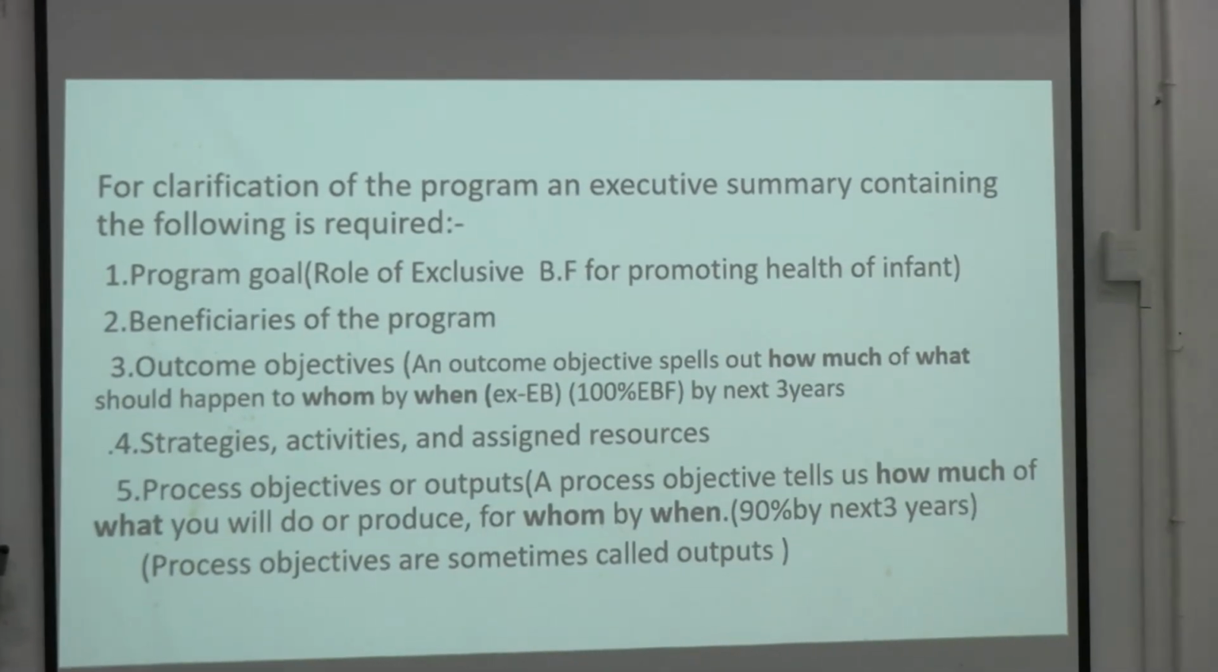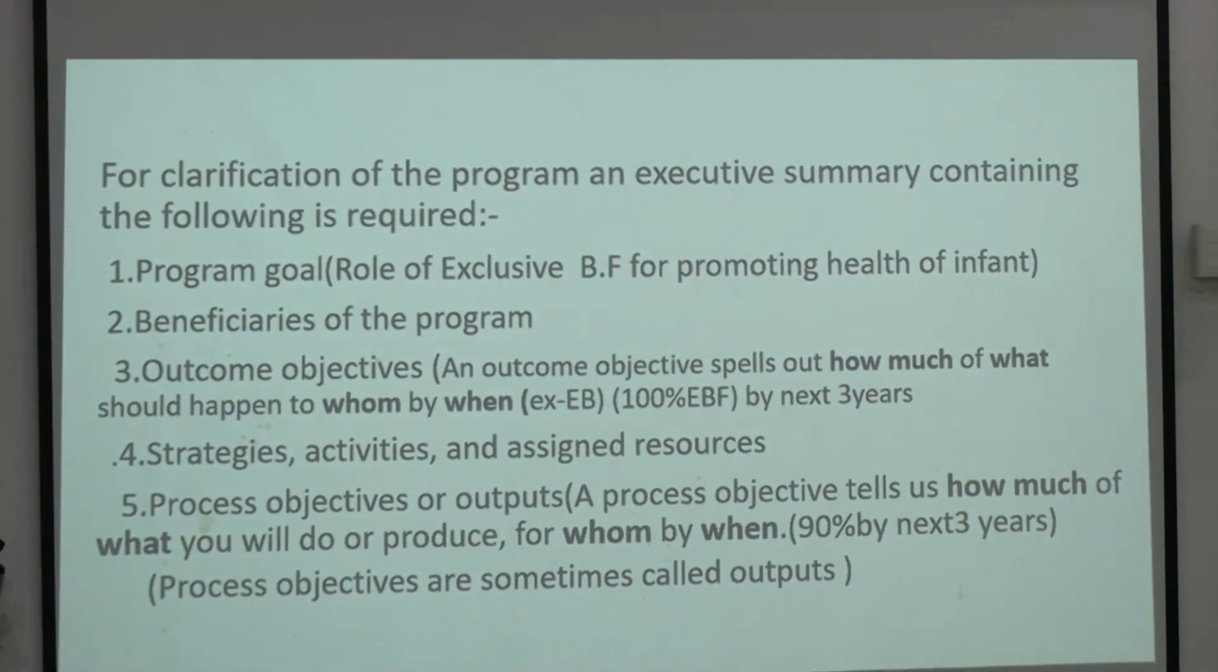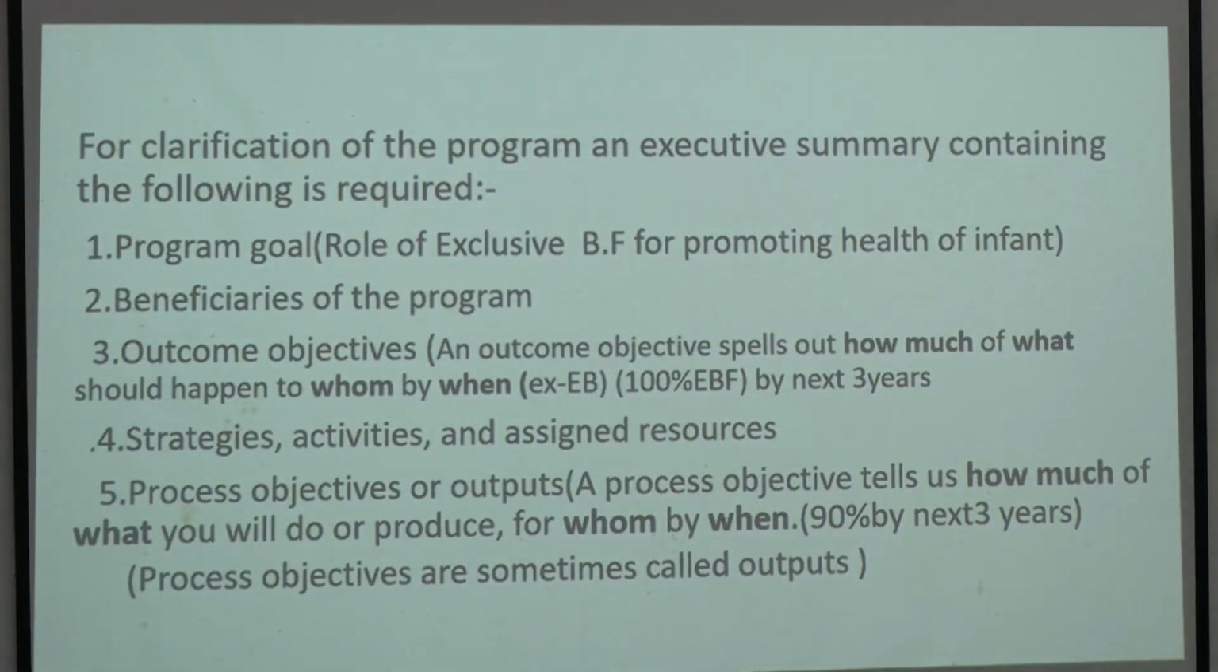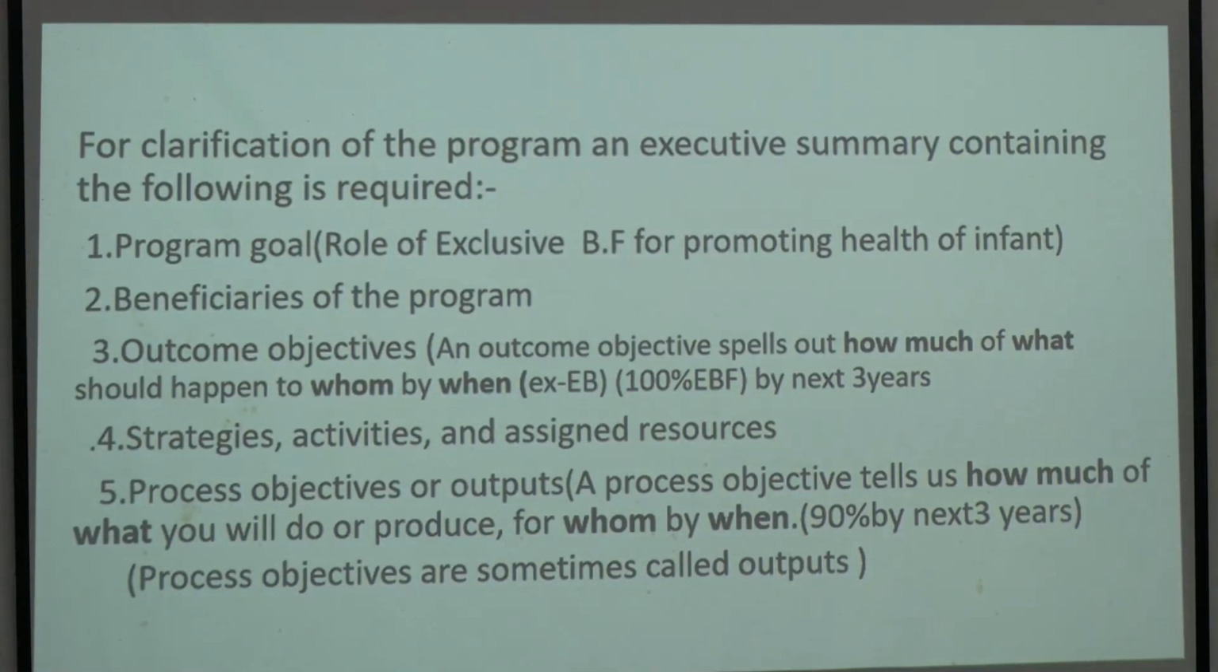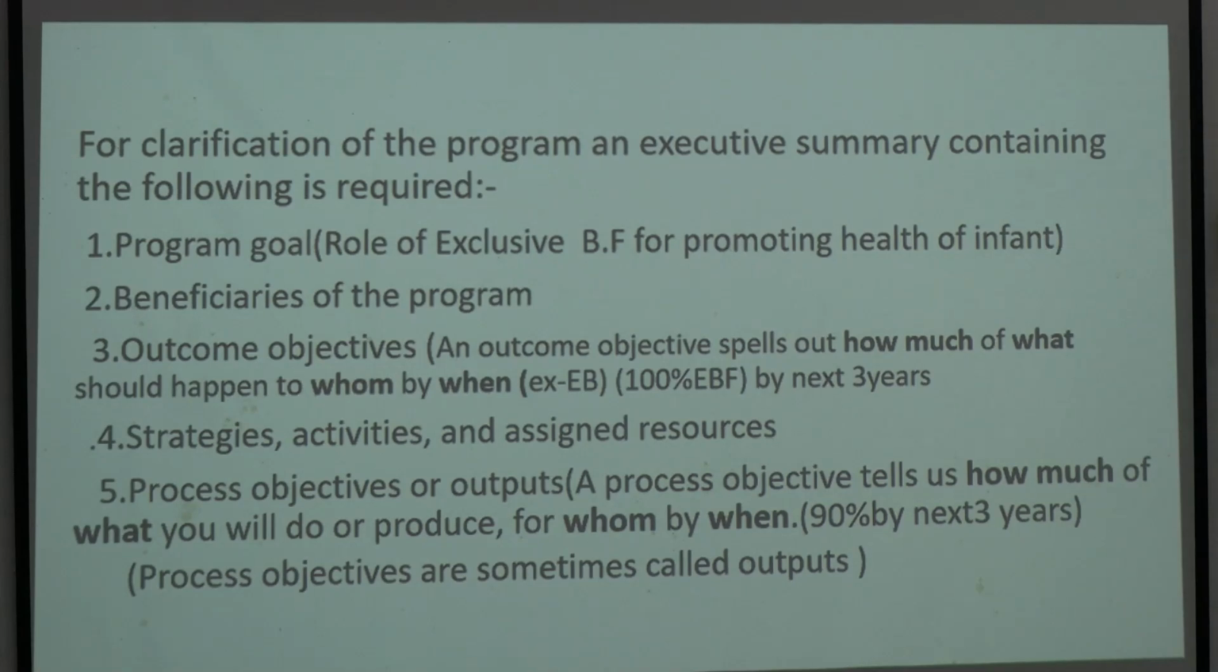Next step is, first one is program goal, then beneficiaries. We can know from the executive summary. Then outcome objectives. Next one is strategies, activities, and assigned resources. And last one, the process objectives or outputs. What is that? It's a process which tells us how much of what you will do or produce, for whom, by when.